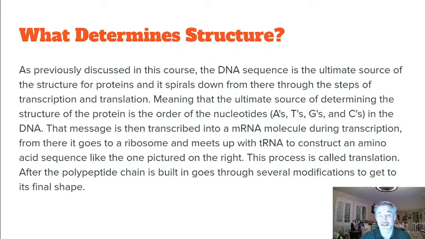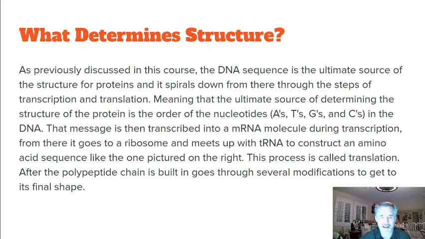So as previously discussed in the course, the DNA sequence is the ultimate source of the structure of proteins. It's basically the instructions on how to make these proteins. It spirals down through the steps of transcription and translation, meaning that the ultimate source of determining the structure of a protein is the order of the nucleotides, those A's, T's, G's, and C's that we discussed.